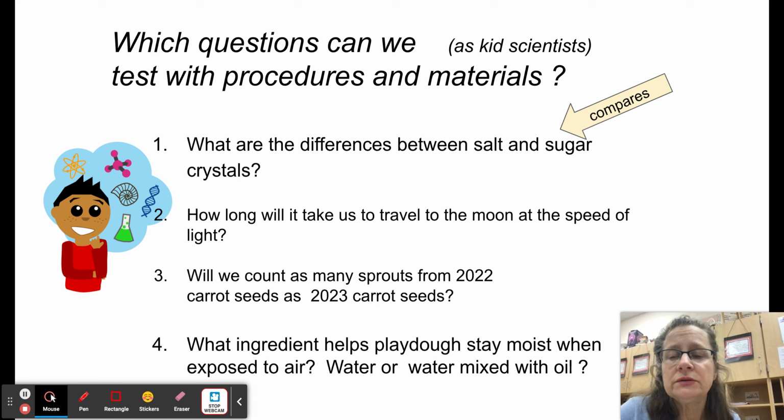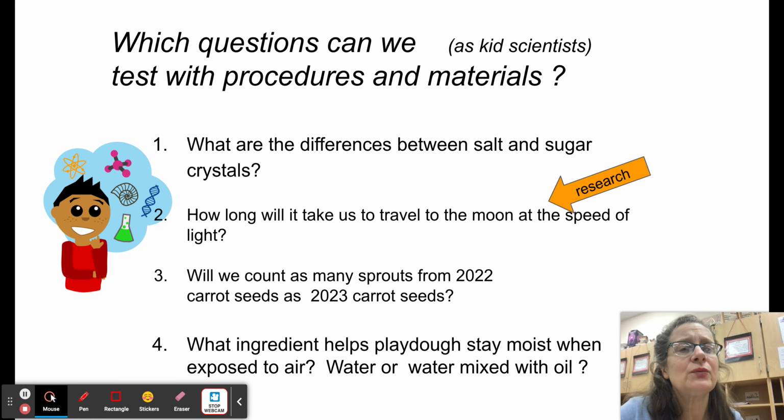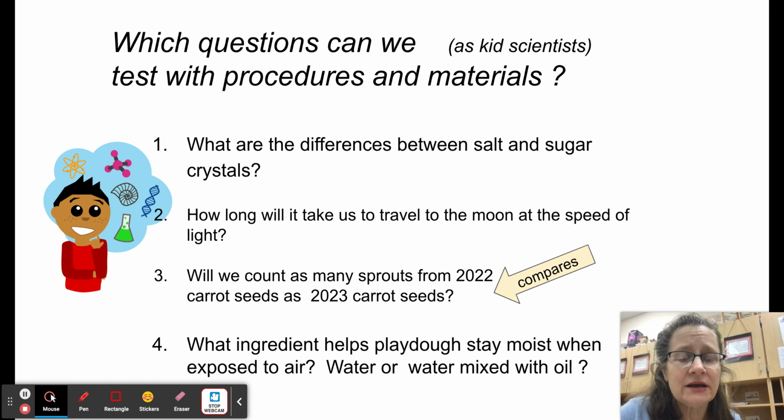Number two, how long will it take us to travel to the moon at the speed of light? We will not be traveling to the moon. We don't have the resources for that, and we would need to use that as a research question. Number three, will we count as many sprouts from 2022 carrot seeds as 2023 carrot seeds? That is a good way to compare, and that is a testable question and pretty good of value.